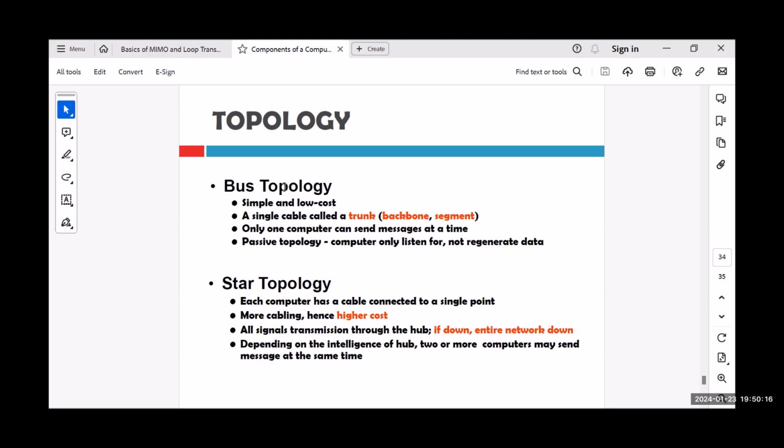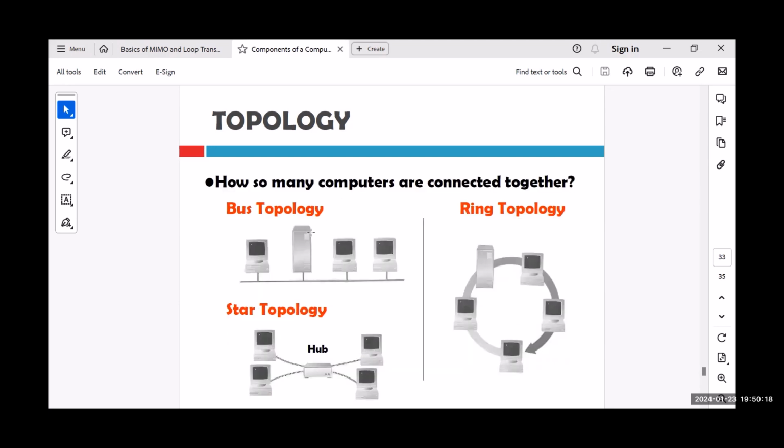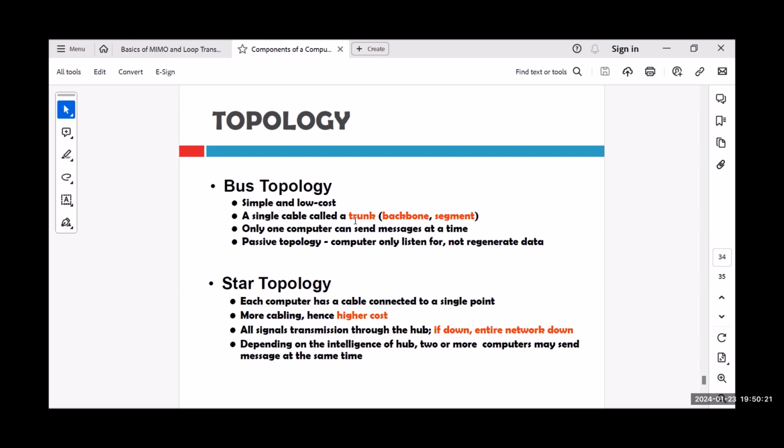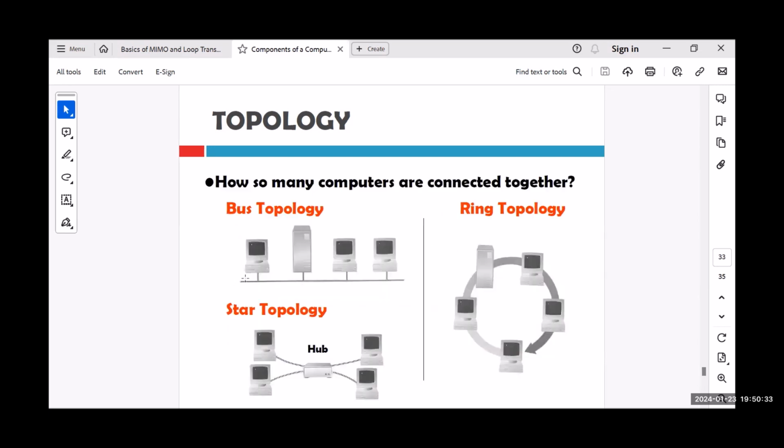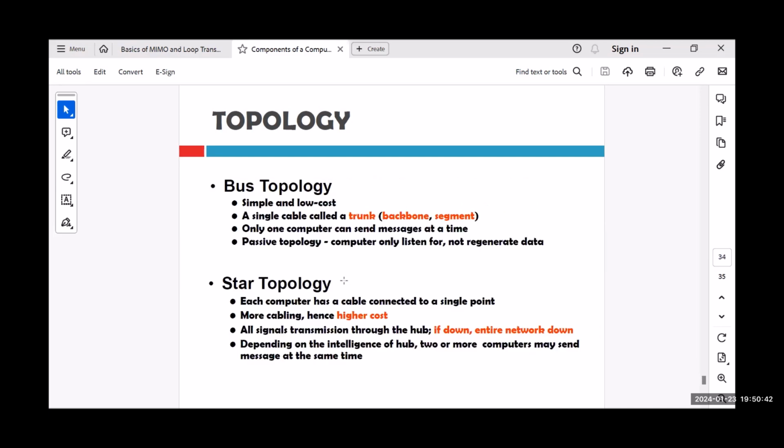With regards to the bus topology, it is simple and low cost, as you can see. A single cable called trunk, that is the backbone, also known as a segment. Only one computer can send messages at a time. It's a passive topology. A computer only listens for, not regenerates, data. Since we have only a single line, obviously only one system can get activated and pass on its information to the other system.